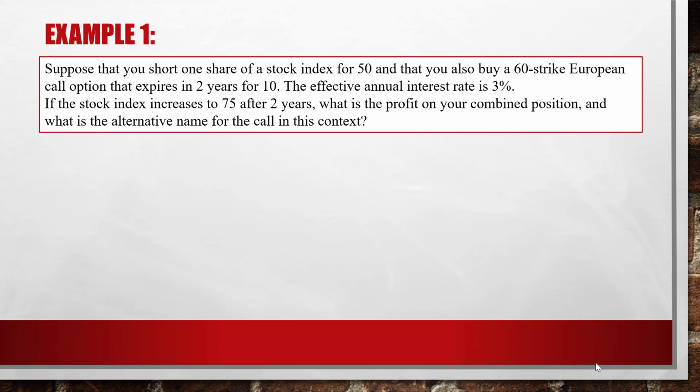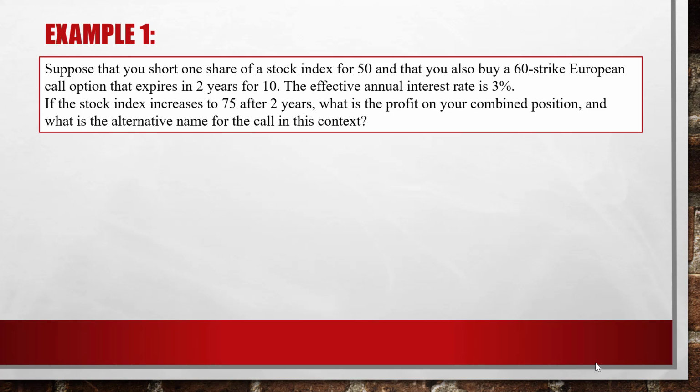Alright, example 1. Suppose that you short one share of a stock index for $50, and that you also buy a 60 strike European call option that expires in 2 years for $10. The effective annual interest rate is 3%. If the stock index increased to $75 after 2 years, what is the profit on your combined position, and what is the alternative name for the call in this context?